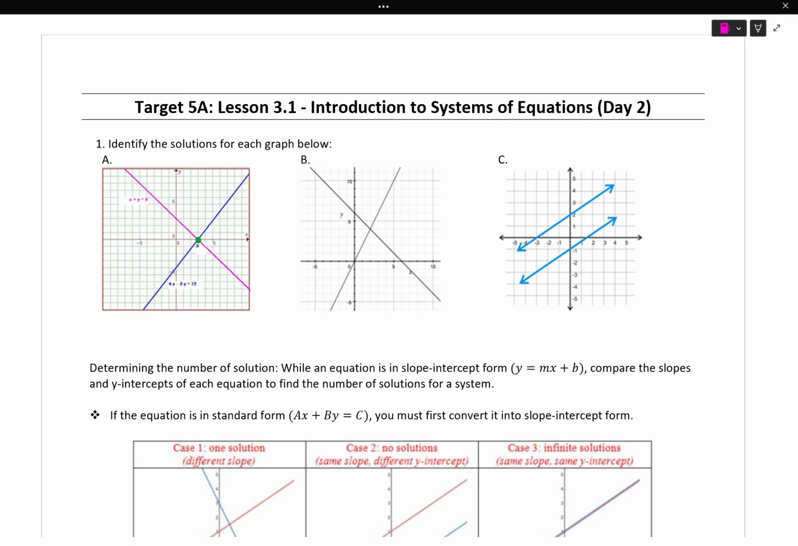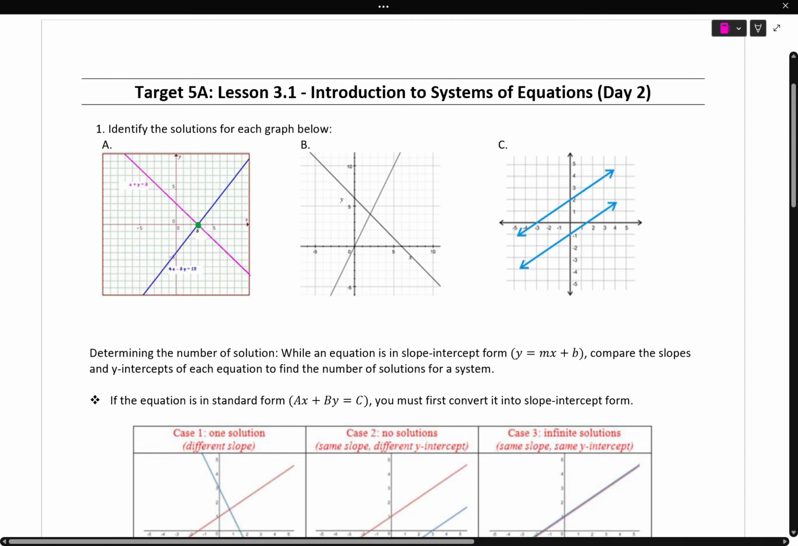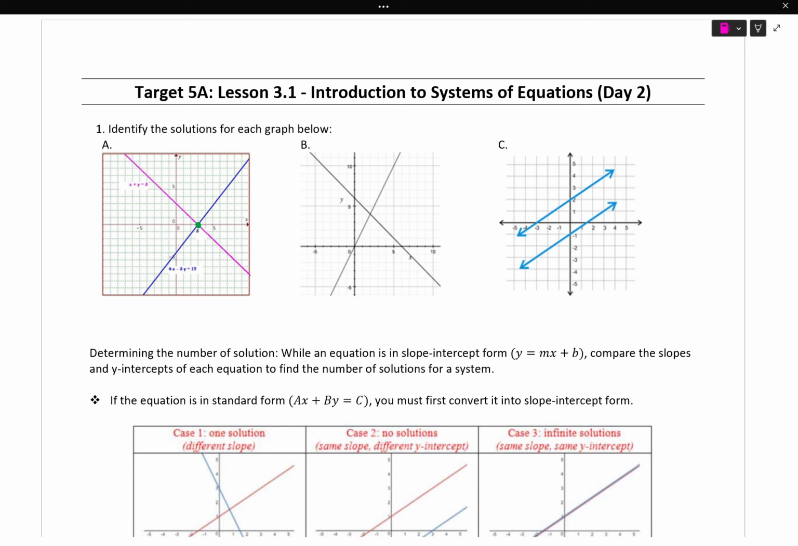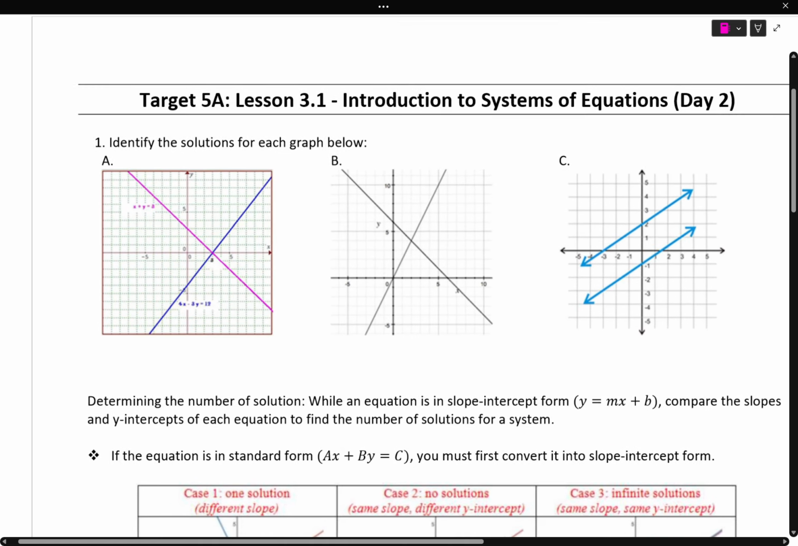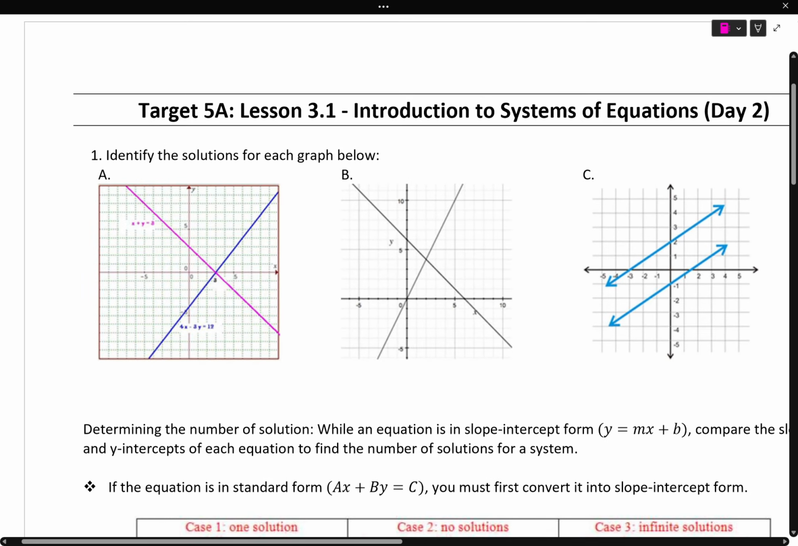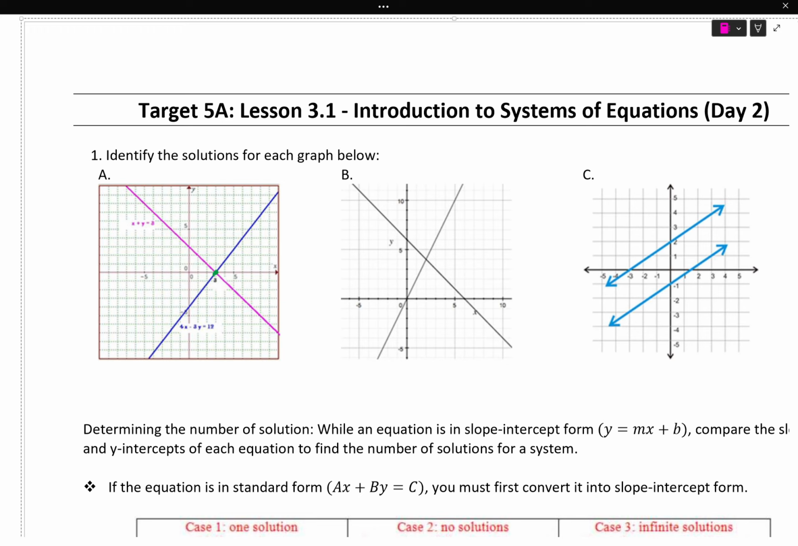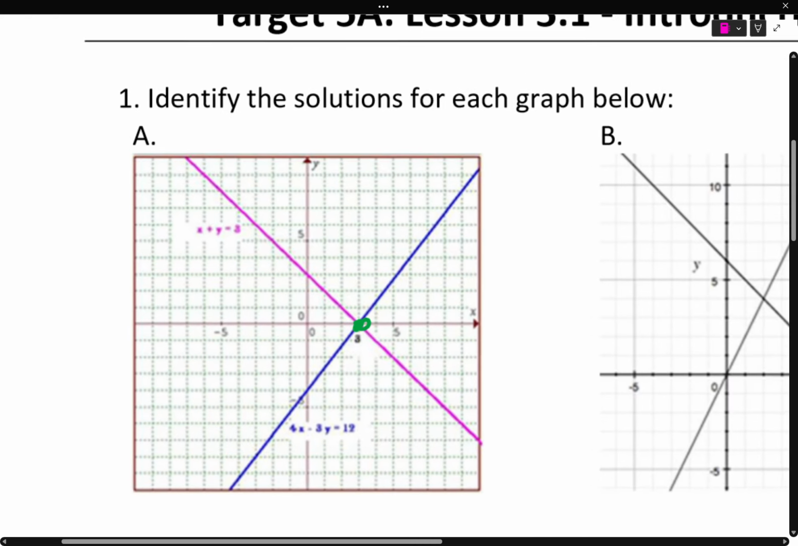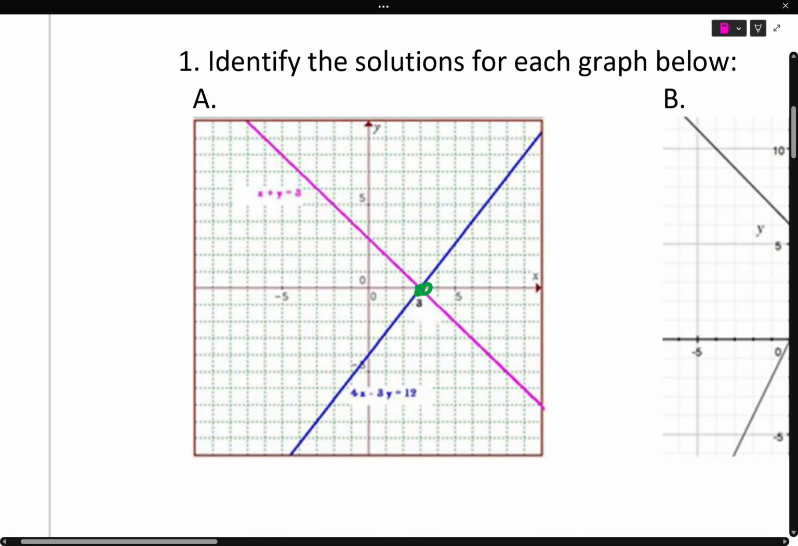Alright, so we're going to be talking about substitution in this video, but I do want to go over a couple other things. First of all, I wanted to go over how to look at graphs and understand solutions. So in number 1, we have 3 graphs, 2 of which have solutions, 1 does not. Let's take a look. Letter A has 2 lines that cross each other. This means a solution exists, and the solution exists where those lines cross each other.